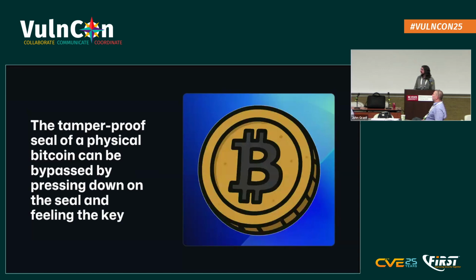All right. Let's say there's a tamper-proof seal on a physical Bitcoin that can be bypassed by pressing down the seal and feeling the key. This is something I was actually asked about when I was at MITRE. So yeses? Nos? All right. Yeah, there's a tamper-proof seal, right? They're making a claim that you can't tamper with it. You bypass the tamper-proof seal, so it gets a CVE. It did not at the time, though.